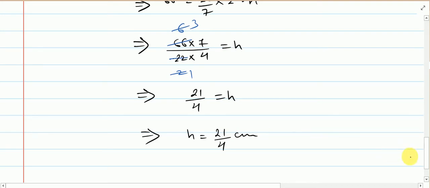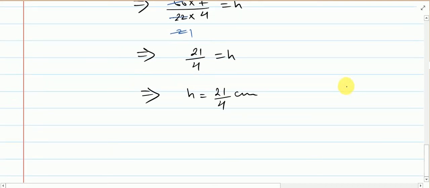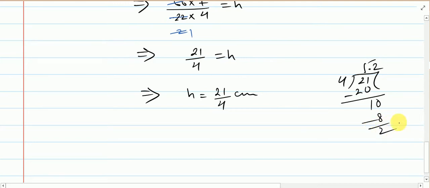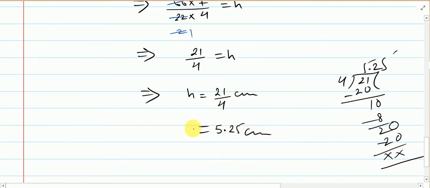If you want to write in decimal, then here you can divide and write: 4 5s are 20, 21, decimal, 2s are 8, then 5s are 20. So you are getting 5.25 centimeter. This is height.